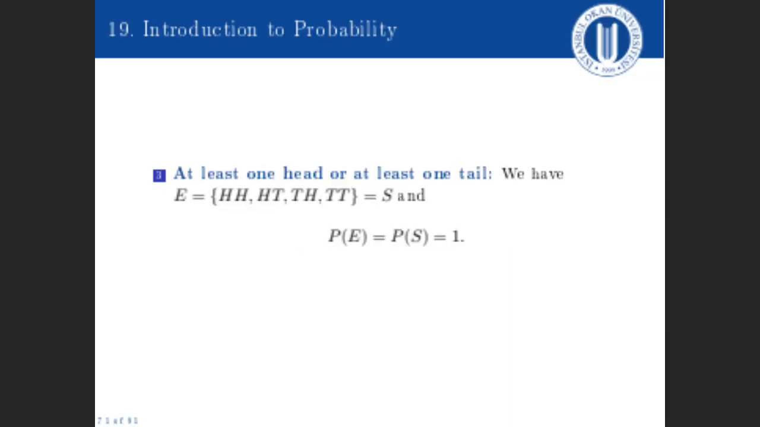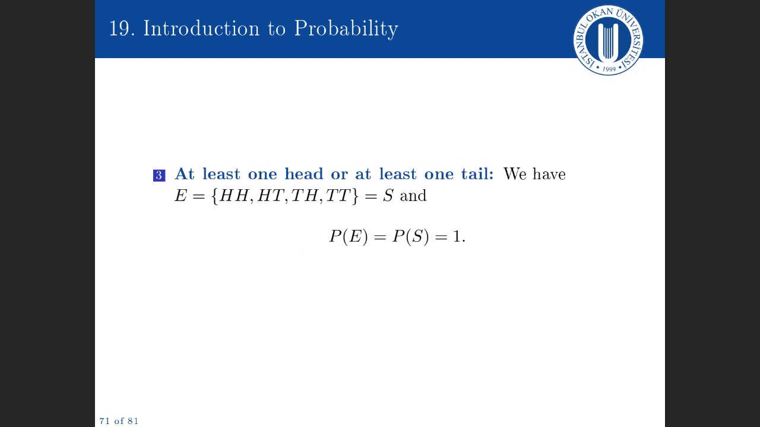Question 3 was, what is the probability of getting at least one head or at least one tail? We'll make a list of the ways we can get at least one head: heads heads, heads tails, tails heads, and the ways that we can get at least one tail: heads tails, tails heads, and tails tails. But that's all of the sample space S, and the probability of the sample space S is always equal to 1.